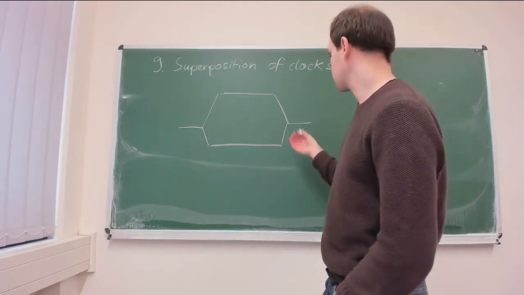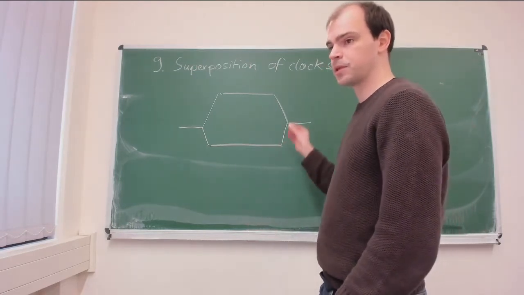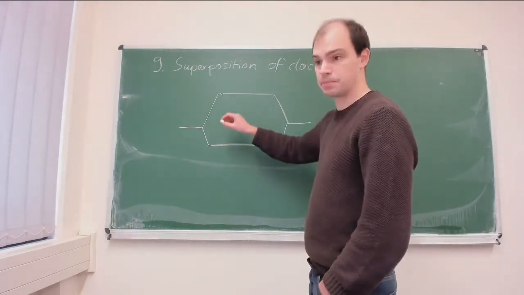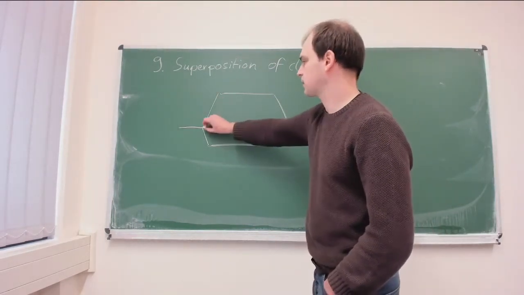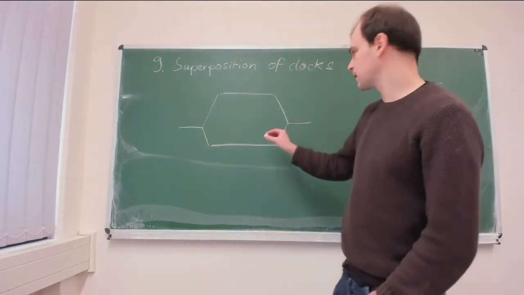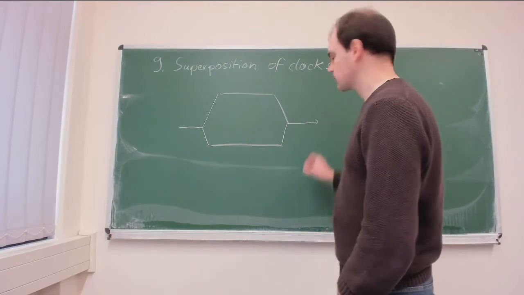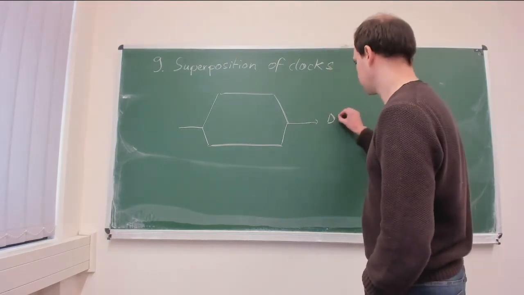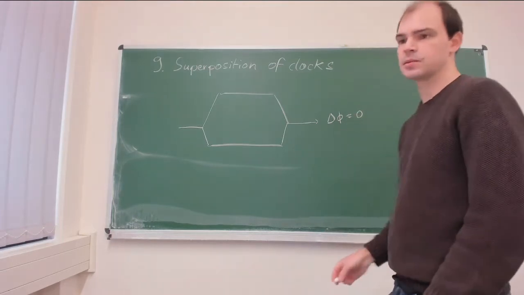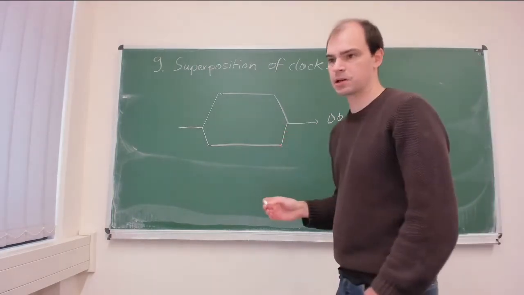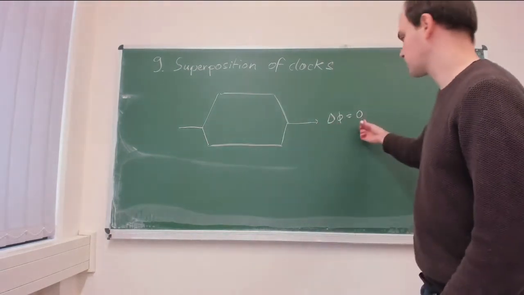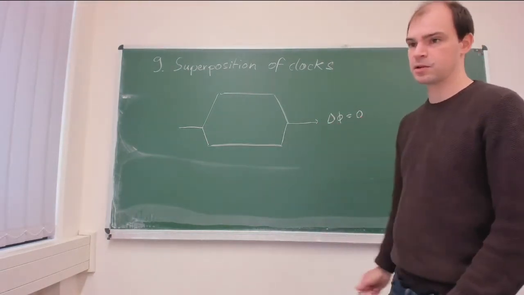But in the cow experiment, you can just compensate for this phase difference by making this path a bit longer, just in a way that at the end here you get a delta phi of 0. So we do our cow experiment, but we choose the path length such that in the end we get an interference pattern.